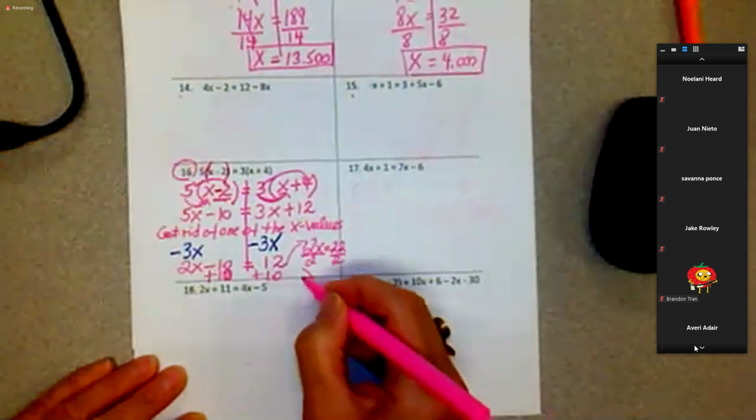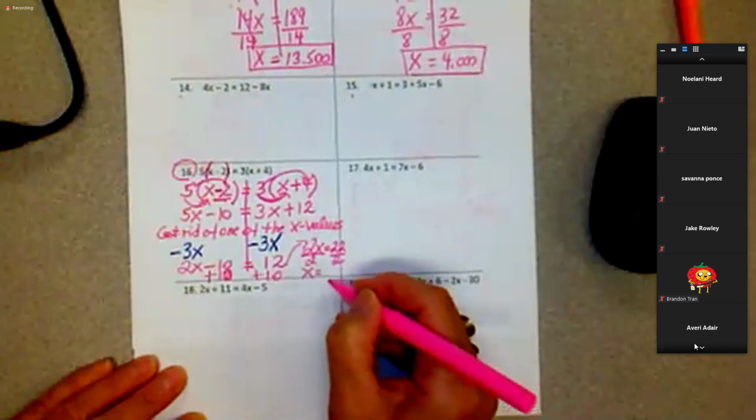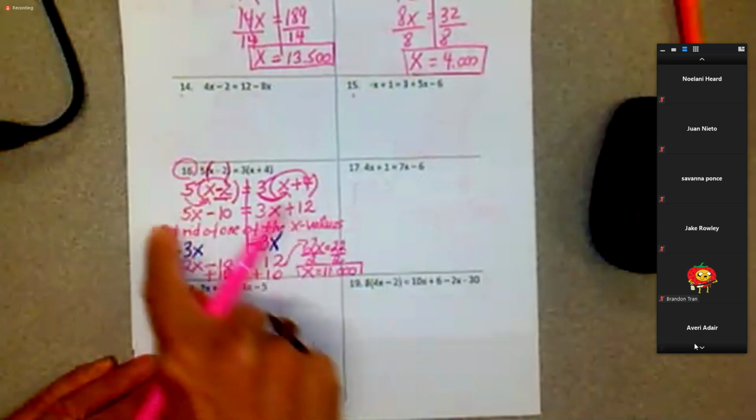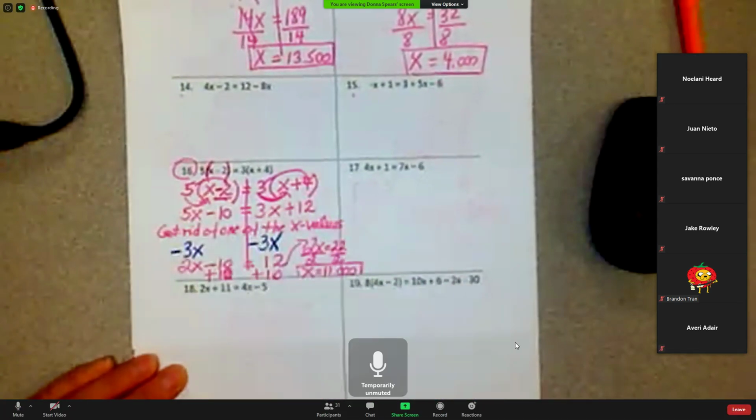Okay, so x will equal what? 11.000. Sorry, it's a little bit squished in there, but it's only because I wrote this little note in there.